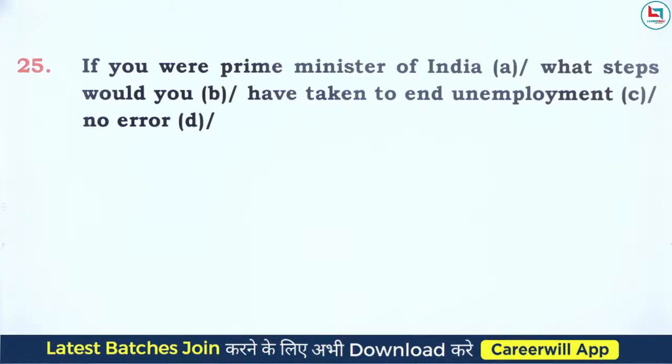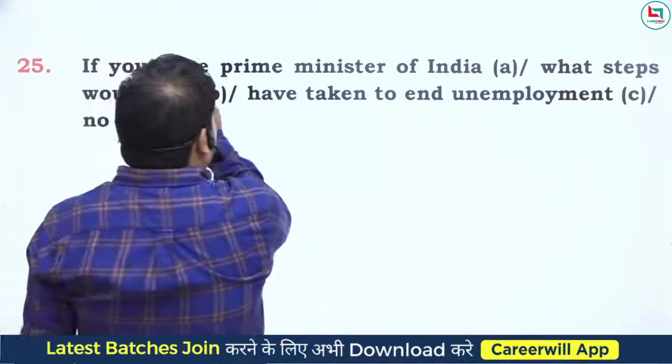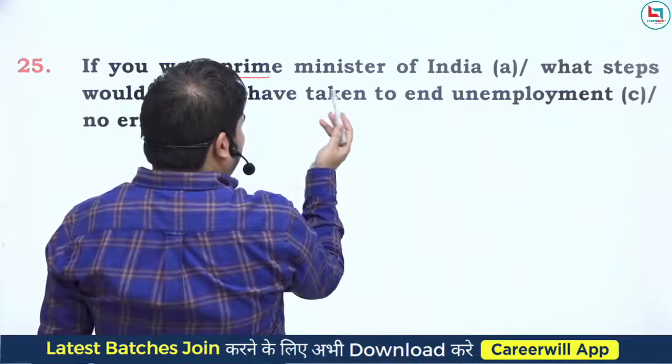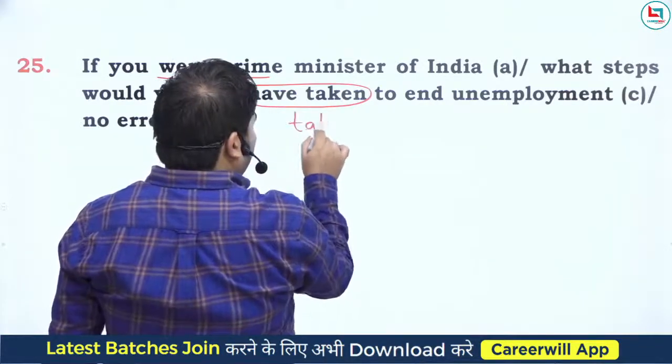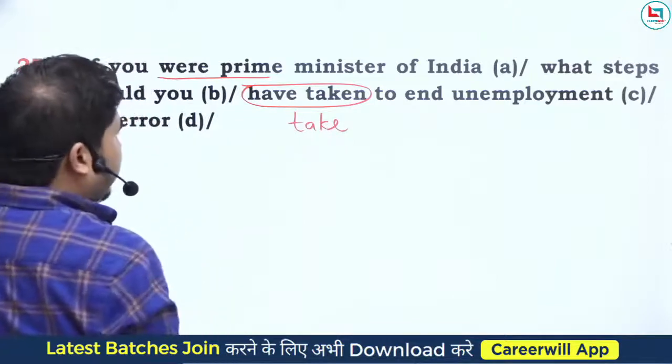If you were Prime Minister of India, what steps would you have taken to end unemployment? What is the problem? How will you correct it? If you were Prime Minister of India, what steps would you have taken? No. It is hypothetical. Would, first form of the verb. Would you take? Not have taken. Would you take?